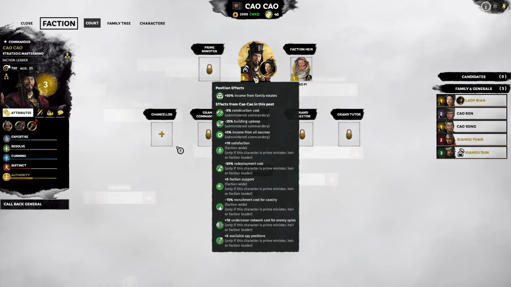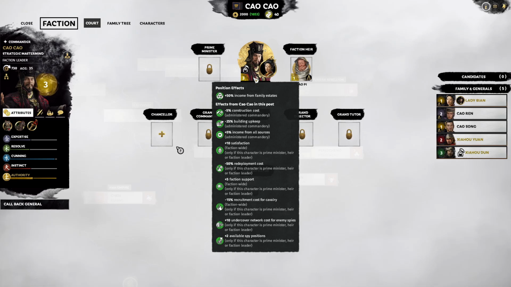And in this case, if Cao Cao is administrator, you see that construction costs go down by 5%, building upkeep goes down by 25%, and you also generate 5% extra income from all sources. So you can see what I'm talking about when you have to be careful who you pick in these positions, because you could get wonderful bonuses from them.